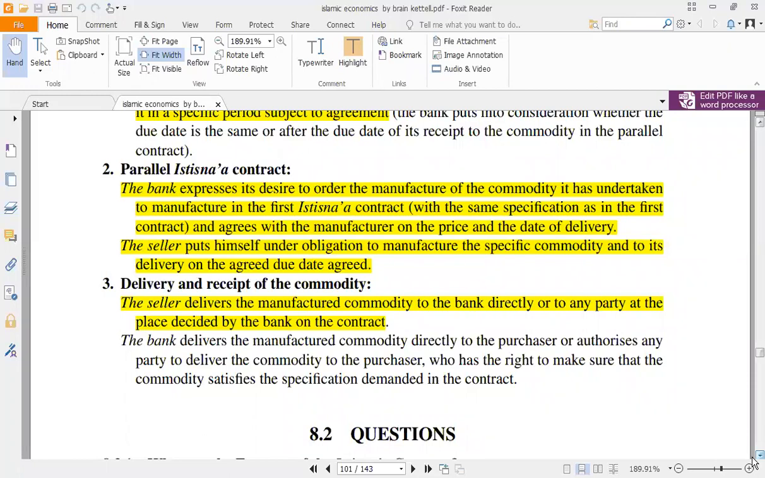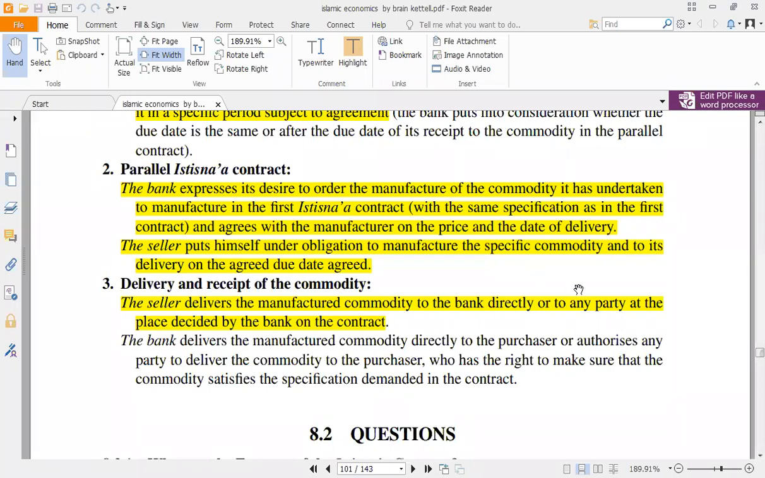Here the manufacturer, constructor, or fabricator delivers the specific item to the bank directly, or to any other party, or to the customer at the place decided by the bank in the contract. Both options are okay. Hopefully, you have done this one. That is easy to discuss. So the Istasna contract is discussed in detail.